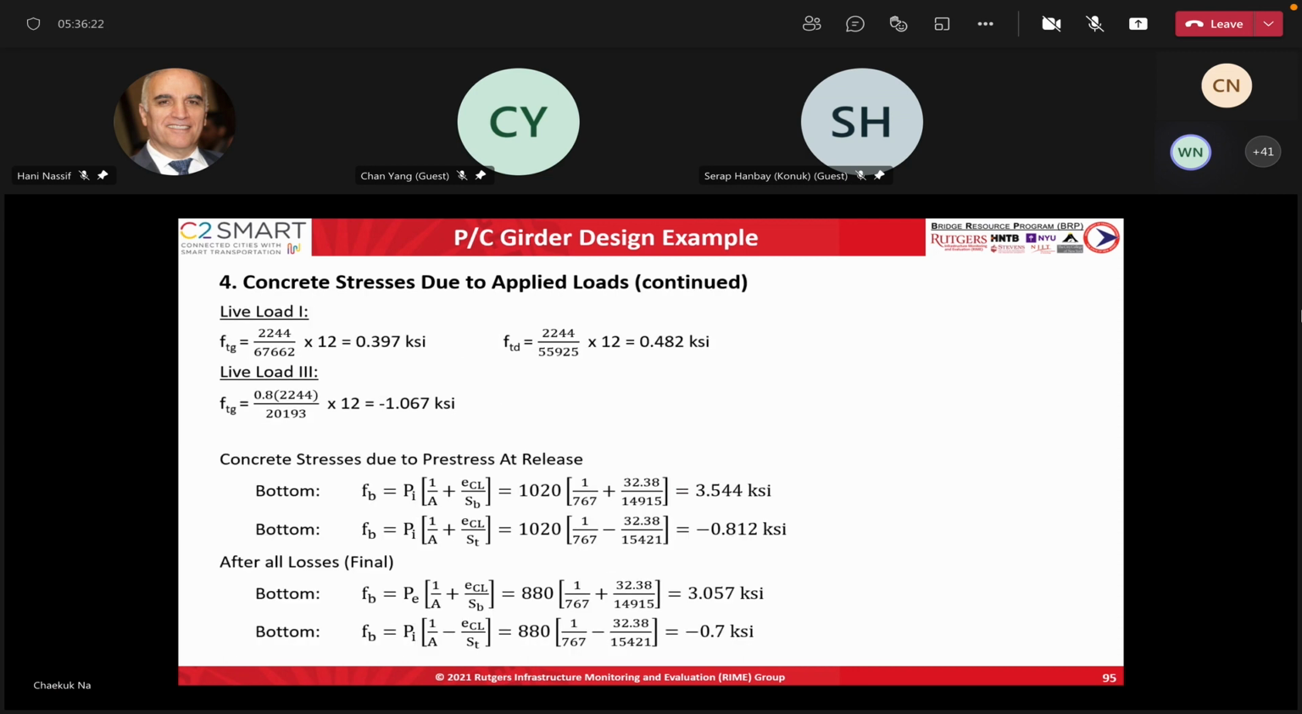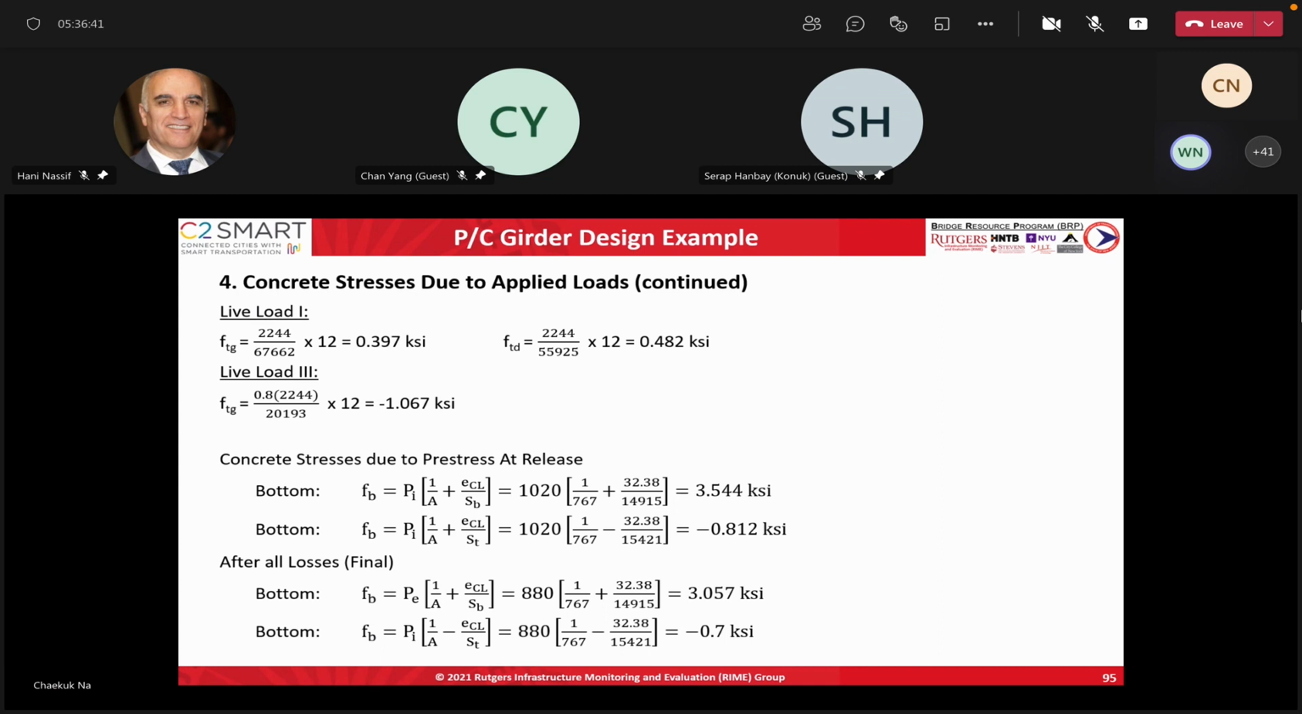Also, similarly, we can find due to the live load, the FTG, we mean by FTG is F-top girder, FTD, F-top deck. Now, the live load is held by the composite section, not by the girder only. So the values are different from those of the self-weight.